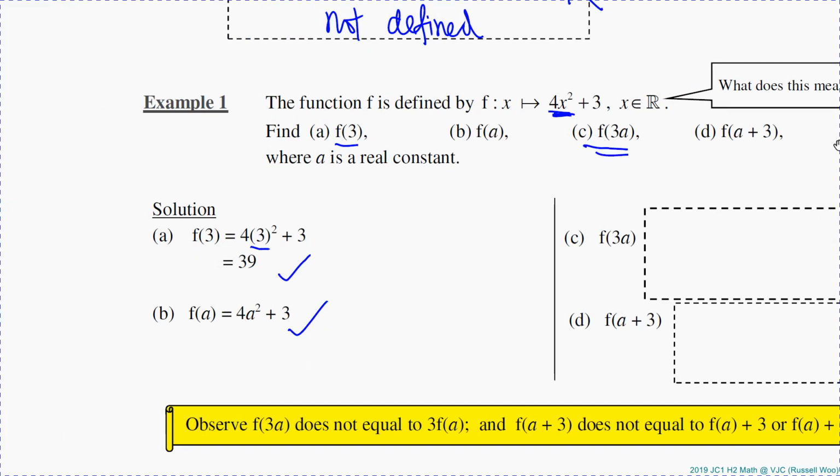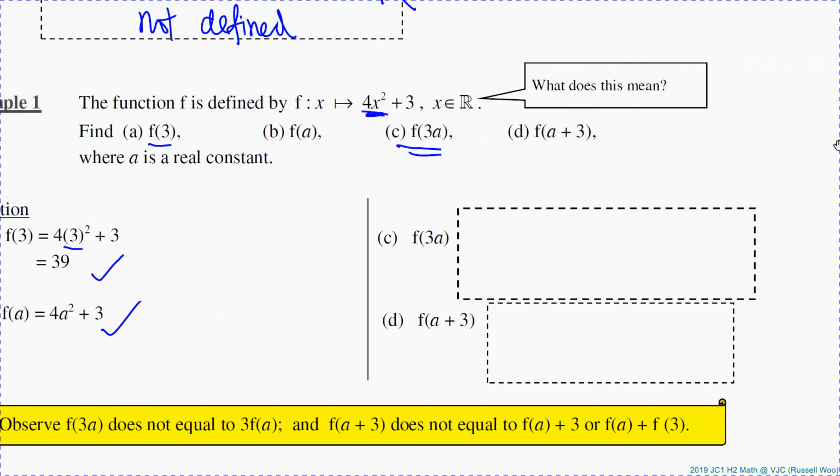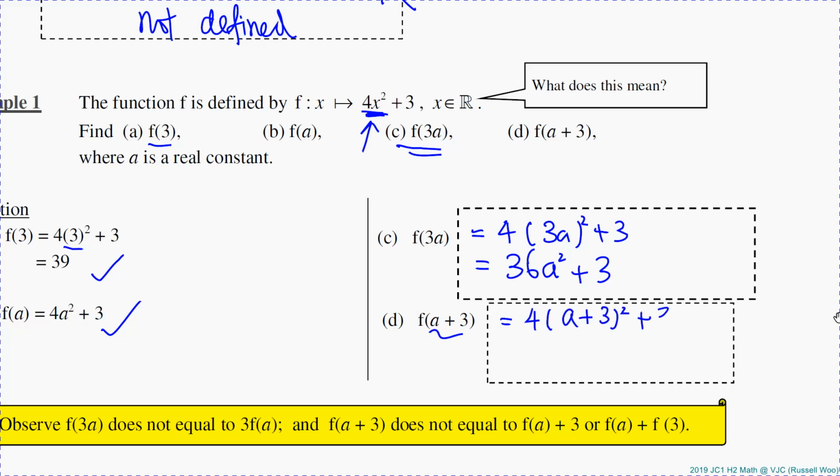Now C asks us to find F(3a). What is F(3a)? F(3a) is essentially 4 times (3a) squared, you get 36a squared plus 3. Now, what about F(a plus 3)? That means you're going to replace your x here with a plus 3. It's good practice that we enclose it in brackets like that. And after expansion, we will get 4a squared plus 24a plus 30.